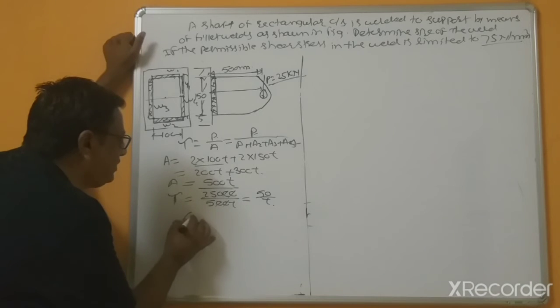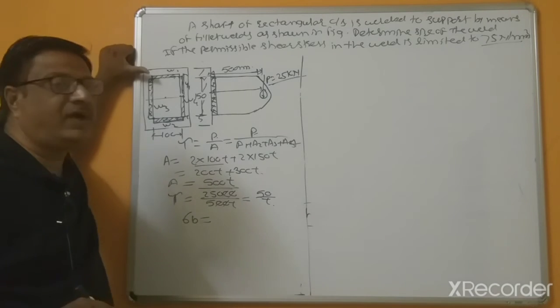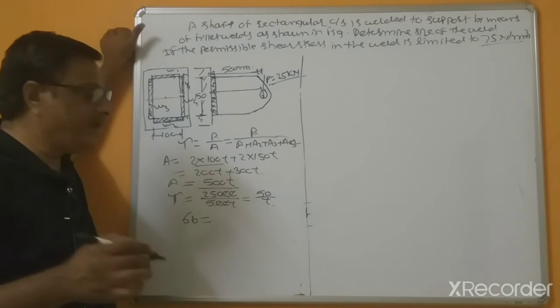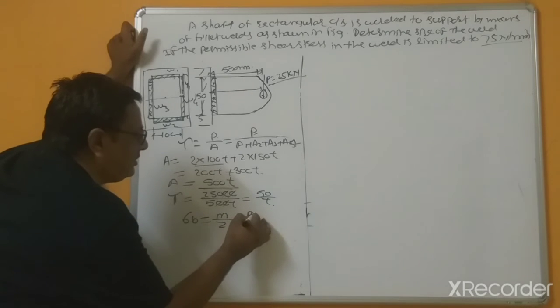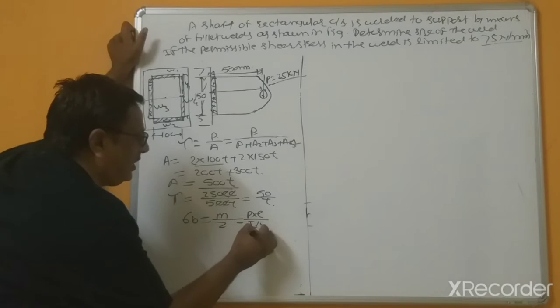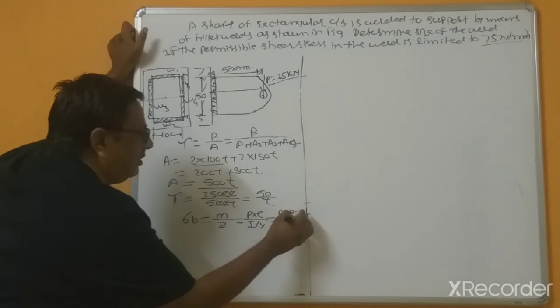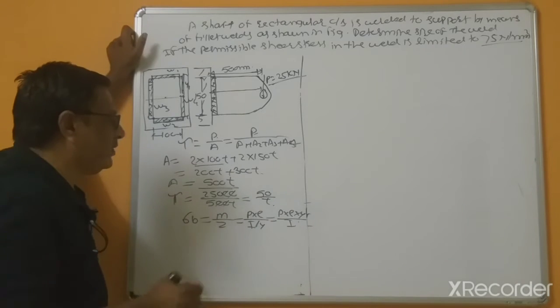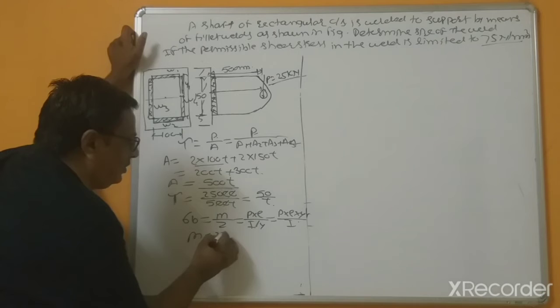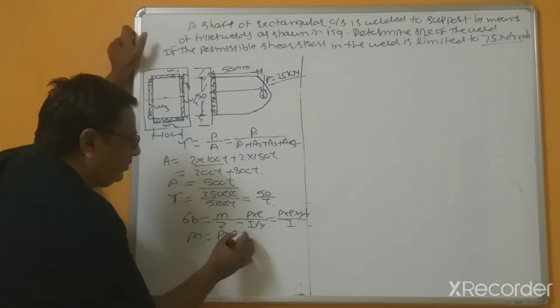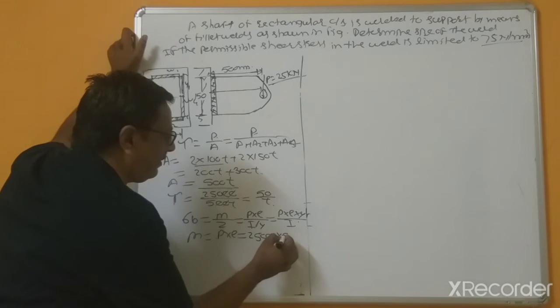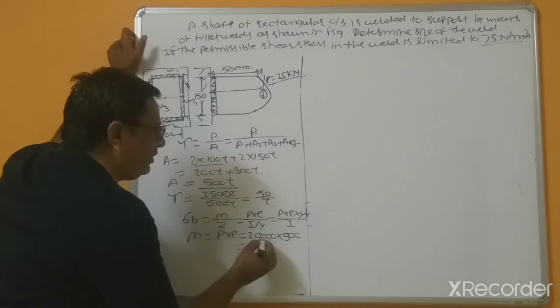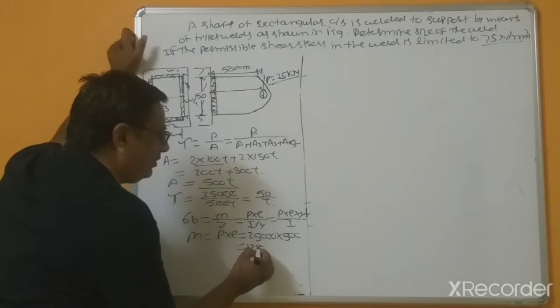Next, bending stress. Again, the stresses induced in the welds are bending stresses, and we can calculate the intensity of the bending stresses using the basic formula M by Z, where M is nothing but P into E, or M into Y divided by I. So M equal to P into E equal to 25,000 multiplied by 500, so this is 12.5 into 10 to the power 6.